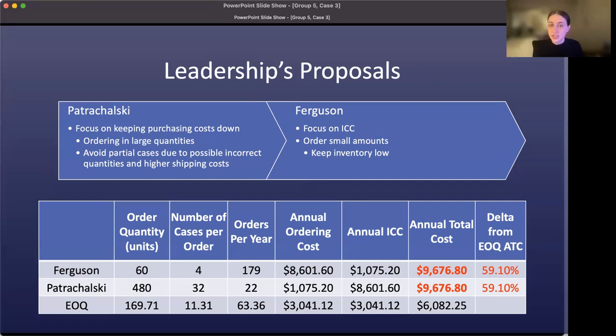So this is seen in the last line of the chart, using the EOQ formula of the square root of 2 times the annual demand times ordering cost, all over inventory carrying cost times unit price. This is giving us the best quantity in units, 169.71, which is about 11.31 cases, resulting in 63 to 64 orders a year, reducing the annual total cost from what's seen in the 2 proposals down to $6,084. On the far right, it is notated as well that the proposals from Ferguson and Petralski are resulting in a 59% increase in that annual total cost from our economic order quantity.